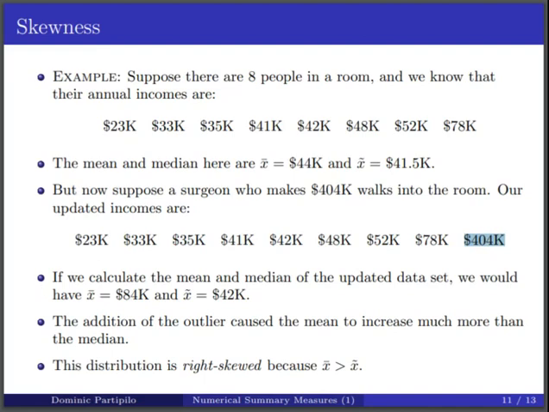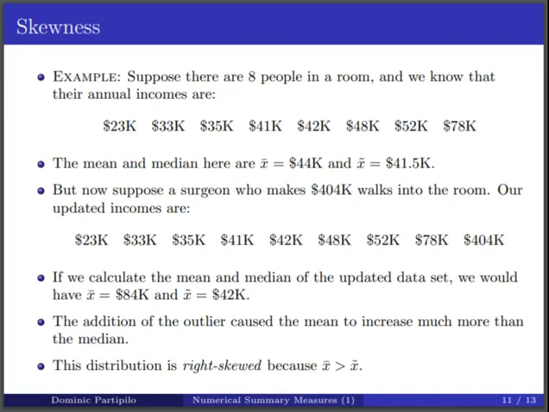So if we were to recalculate the mean and the median of this updated data set, we would have a mean of $84,000 and a median of $42,000. So look at what happened to the mean and the median here. The mean went from $44,000 to $84,000. It increased a lot. Whereas the median was $41,500 and it just went up to $42,000. So the median barely moved at all.